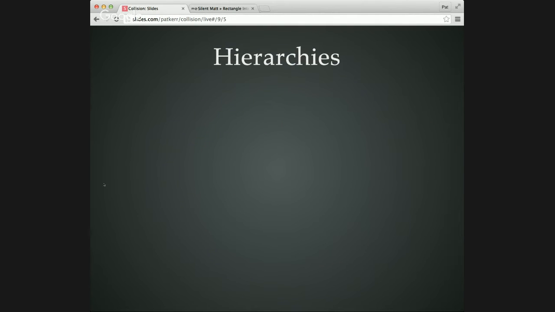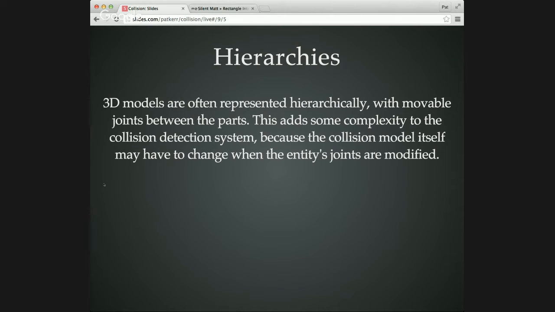Now we have to talk about these hierarchies. Another property of 3D models is they're often represented as hierarchies with movable joints. You imagine a humanoid character, they can obviously move their arms and legs. And if you think of a tank or a car, cars have got doors that can open and close, tanks have got turrets that can spin around. So you have all these movable parts in a family, and that family's a hierarchy. That makes collision detection harder as well, because now the collision volume isn't a fixed thing. It has to change its shape as the underlying object changes its shape.